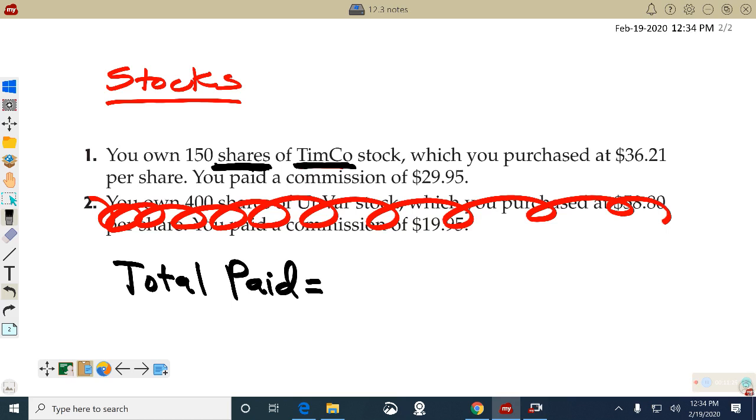Why would Timco want to sell me shares? We're going to get into that tomorrow. But for now, we're investing. We're going to buy 150 shares of Timco stock, and each share is $36.21. But we have to pay a commission. That means you have to pay the stockbroker.